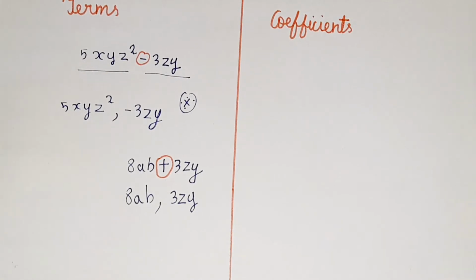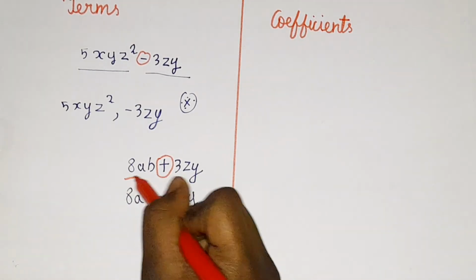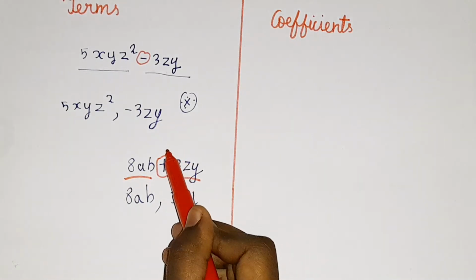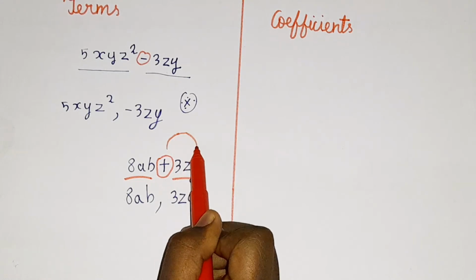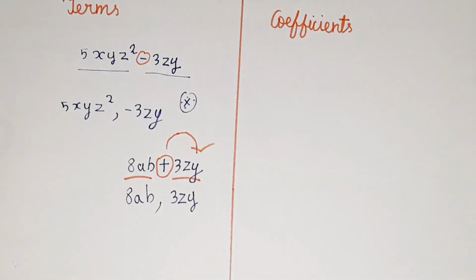If there is any symbol, it can be minus or plus, mostly minus and plus. Here the plus is splitting this one and this one. Where does the plus belong? It will belong to the next expression, that is 3zy. Now I hope you understood what terms are. In short, terms are the parts split by a mathematical operation. Now let's solve all the questions based on terms.